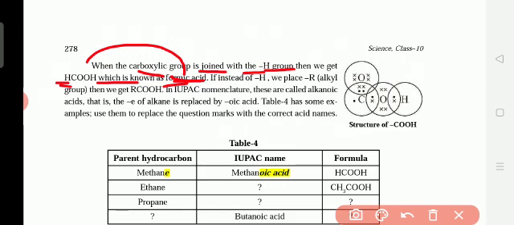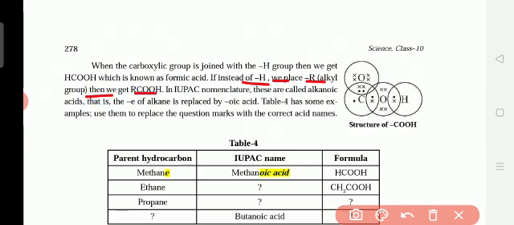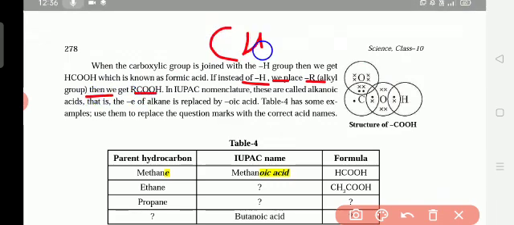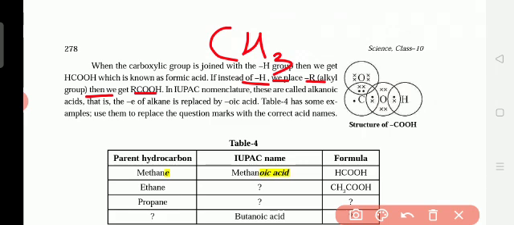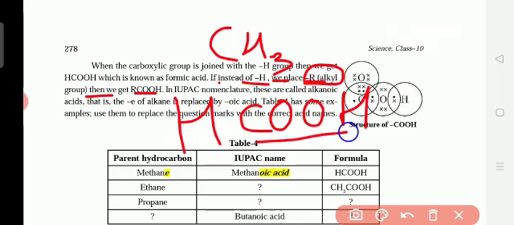HCOOH. So if instead of H we place R, an alkyl group, then we get RCOOH. So for example, this is CH3, an alkyl group. So R, the alkyl group, is replaced by what? Replaced by the COOH. Understand? One alkyl group is replaced by the COOH. That is why we write CH3 as HCOOH. Okay. So it is the carboxylic acid.